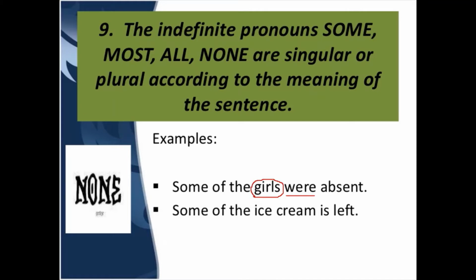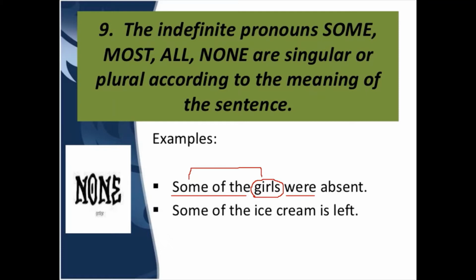And aside from that, the plural noun girls is preceded by some of the. So when it is preceded by some of the, the entire subject becomes a plural subject. Some of the girls is a plural subject. So if the subject is plural, then it must take a plural verb.